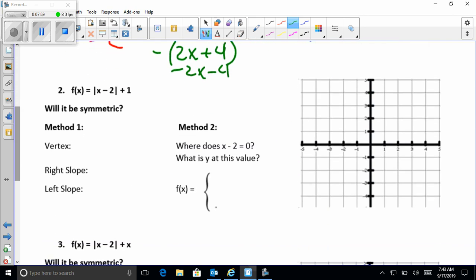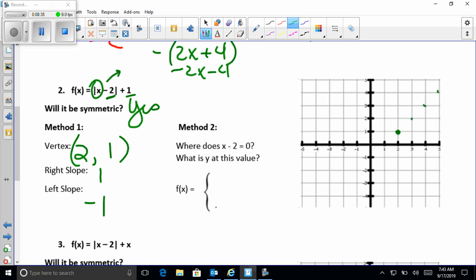Example 2. Again, I don't have an issue with symmetry. It's going to be symmetric. I don't have a variable outside of those absolute value bars. Where's my vertex? Well, plug in for that, set that equal to 0, solve that, I get 2. And then if I plug the 2 in, I get 1. So (2, 1). Now my slope, right slope, left slope. The slope's right there, 1, and my left slope. Up 1, up 1, up 1, back 1.